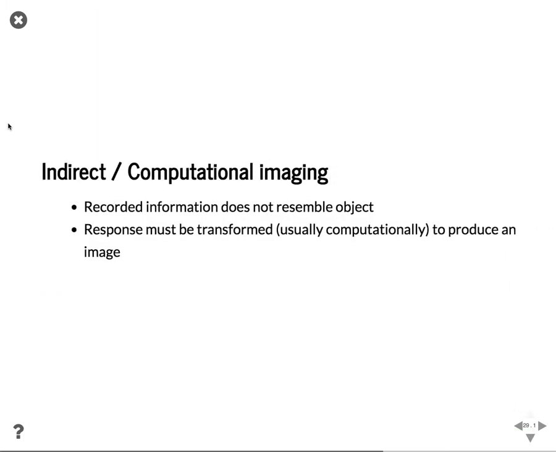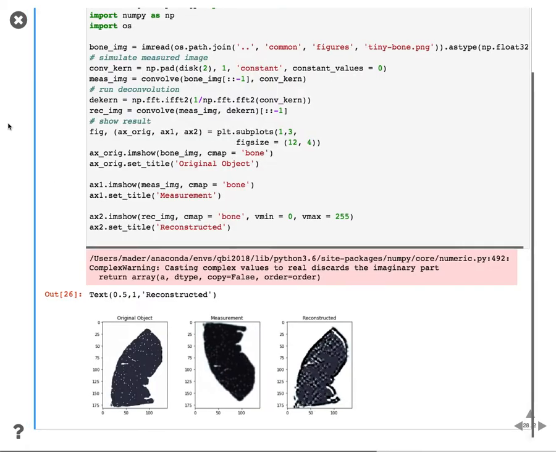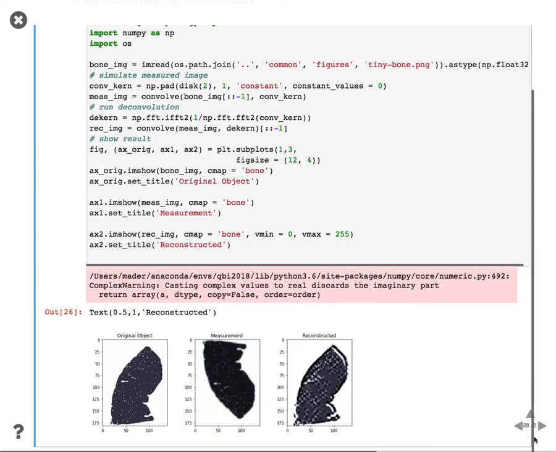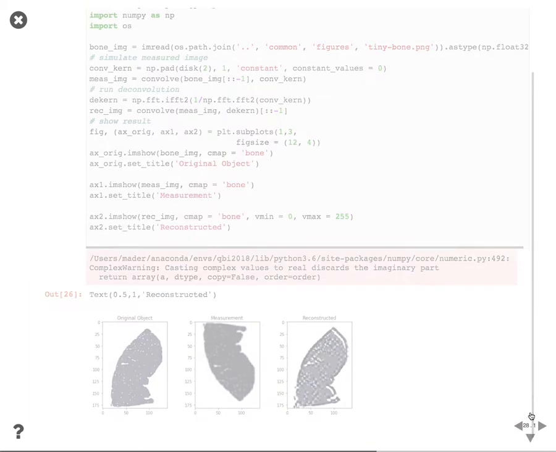So, indirect. Is there a slide missing there? I thought there was one. Anyways.